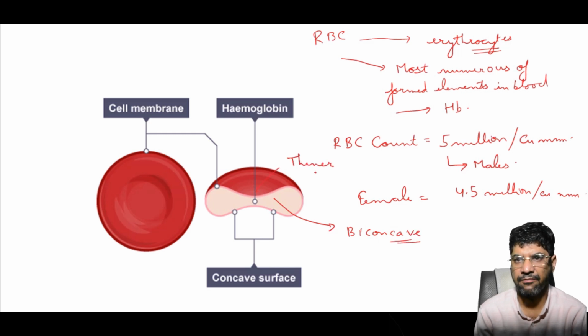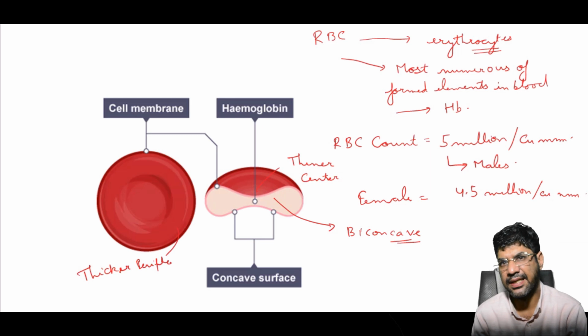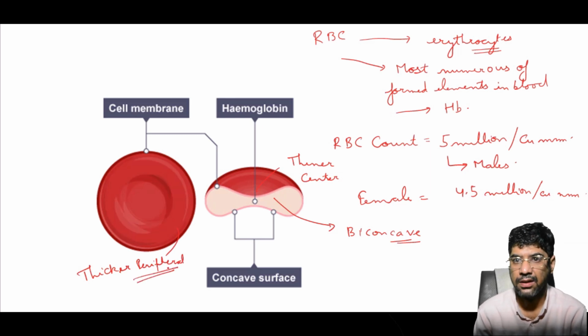So these values can vary based on age, sex and physiological condition. Now the shape of RBC, remember, it is biconcave, or a disc shape, with a thinner center and thicker periphery. This unique shape provides several advantages. Number one, a large surface area for absorption and removal of substances. Second, rapid diffusion of oxygen and other substances. And third is minimum tension on the membrane when the cell volume changes.